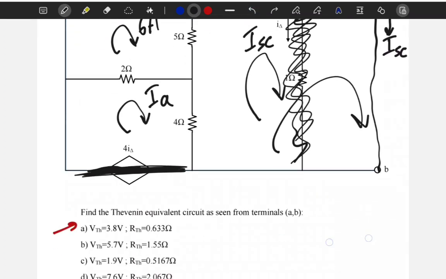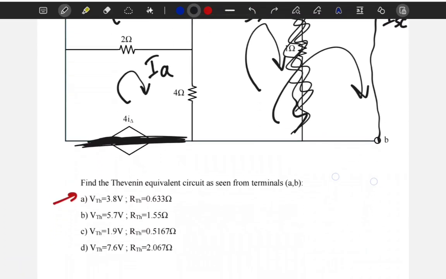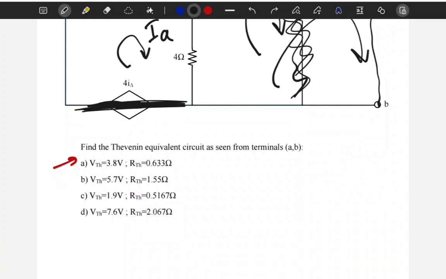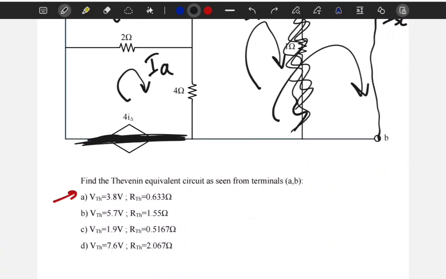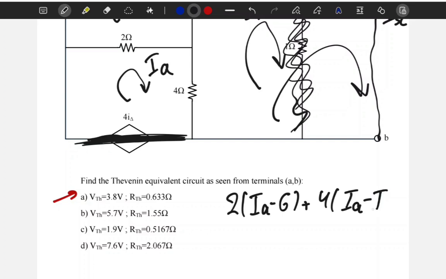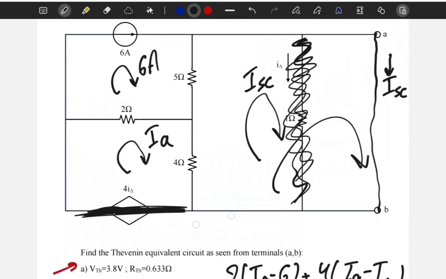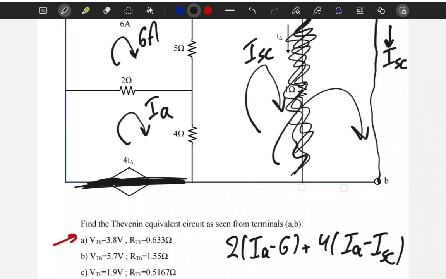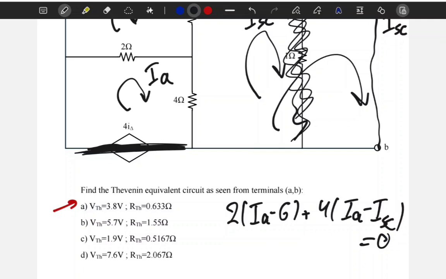Okay, so we can apply the mesh currents in here. So the equations are gonna be, sorry, we're gonna start with the 2 ohm resistor, which is gonna be 2 into IA minus 6 plus 4 into IA minus I short circuit. Again, you can verify this. We took all the directions into account. This is gonna be equal to 0.